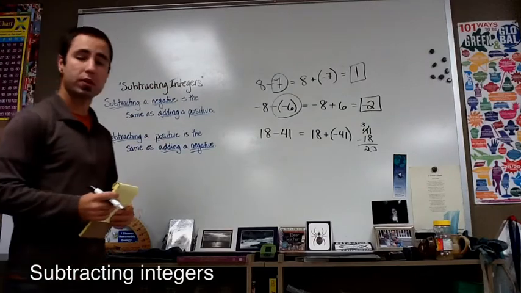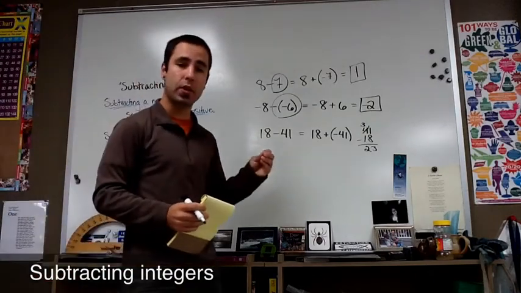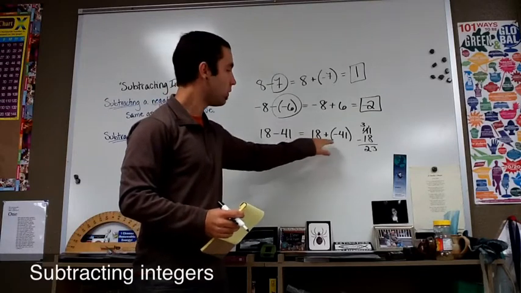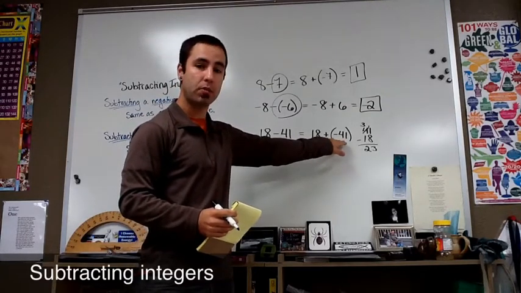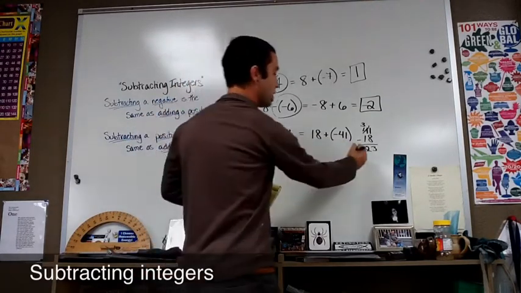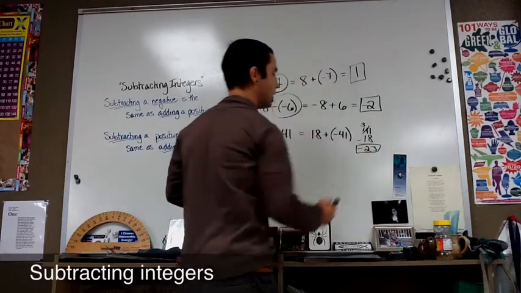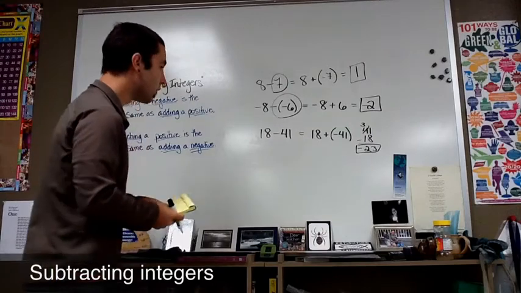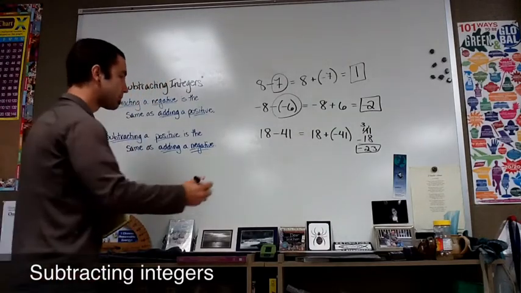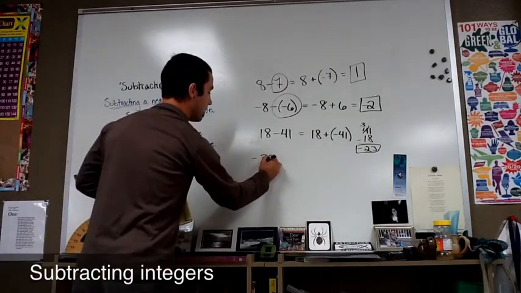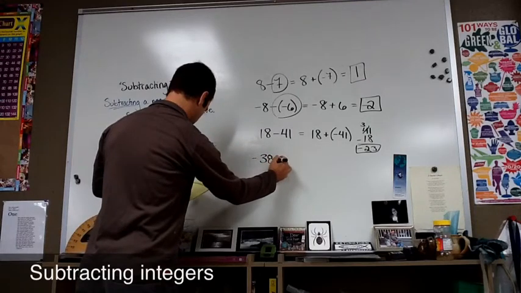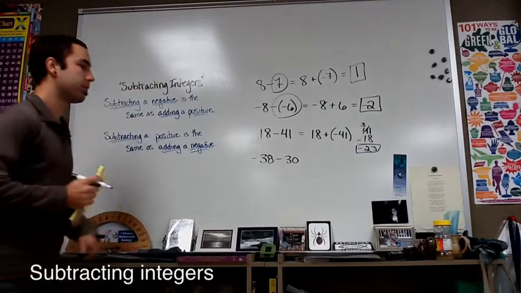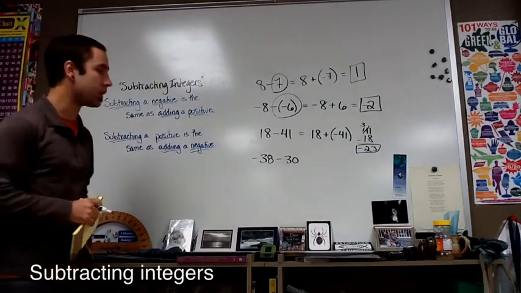Now before I move on to the next problem, I still have to ask that question. What is the sign? Did I have more positive or did I have more negative? And in this problem we had more negative. So my answer stays negative. Negative 23. Alright, our last problem for today. Negative 38 minus 30. Okay, I want you to think about this one for a second.